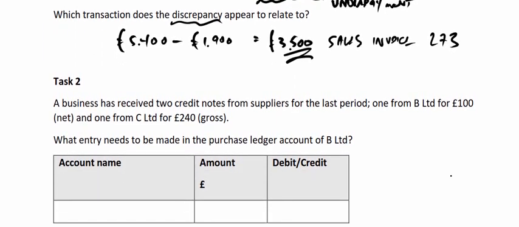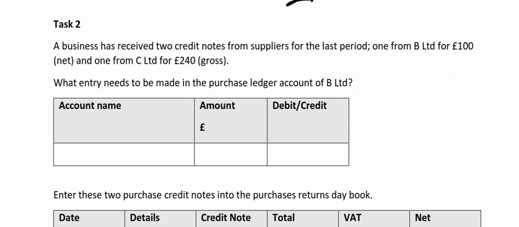What about task 2 then? So business has received 2 credit notes from suppliers. One from B Limited for £100 net, so that £100 value excludes VAT, and one from C Limited for £240 gross, so that £240 includes VAT. So make sure you're comfortable with the difference between net and gross. Net excludes VAT, gross includes the VAT.